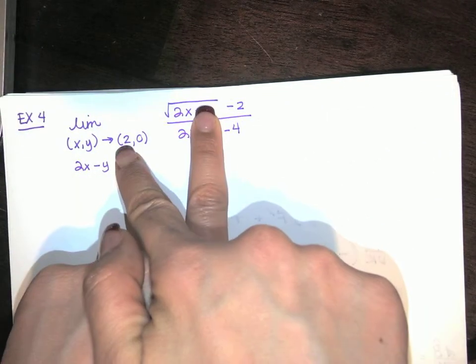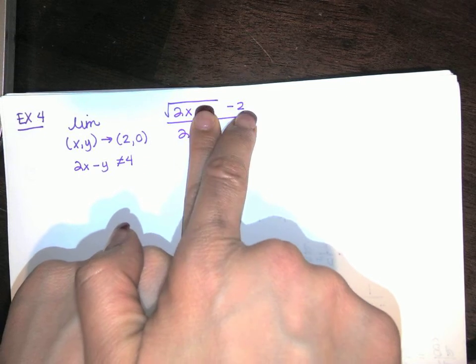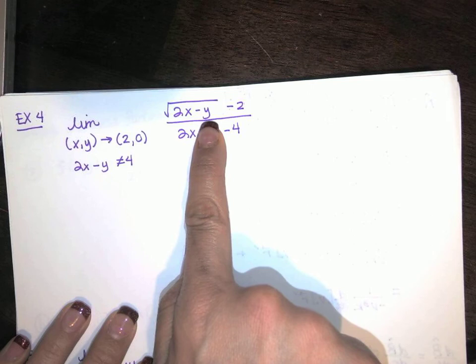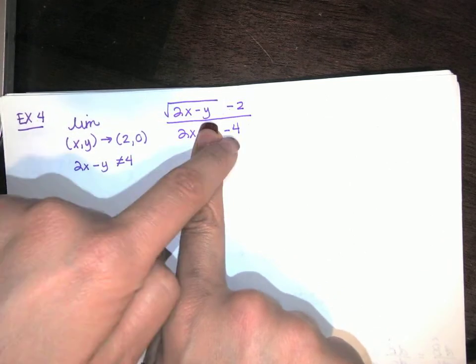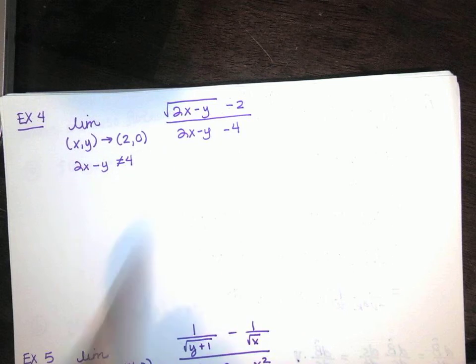Well, at x equals 2, I get square root of 4 minus 2. So square root of 4 is 2, 2 minus 2 is 0. And then when x equals 2, 2x is 4. 2 times 2 is 4, minus 4 is 0. So this would be an indeterminate form if it was just the limit as x approaches 2.